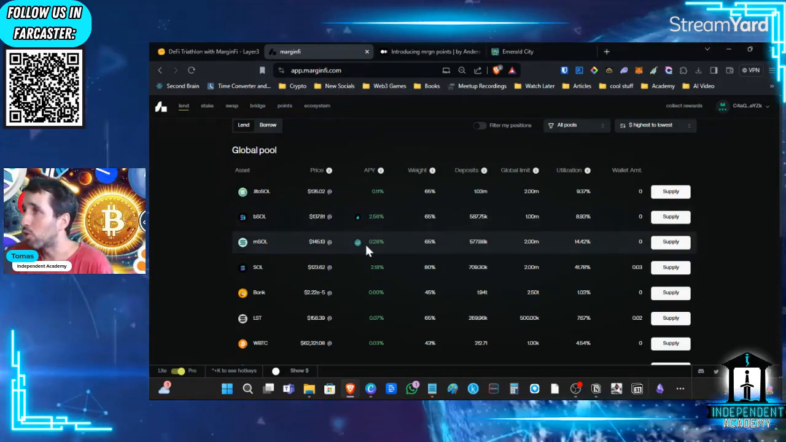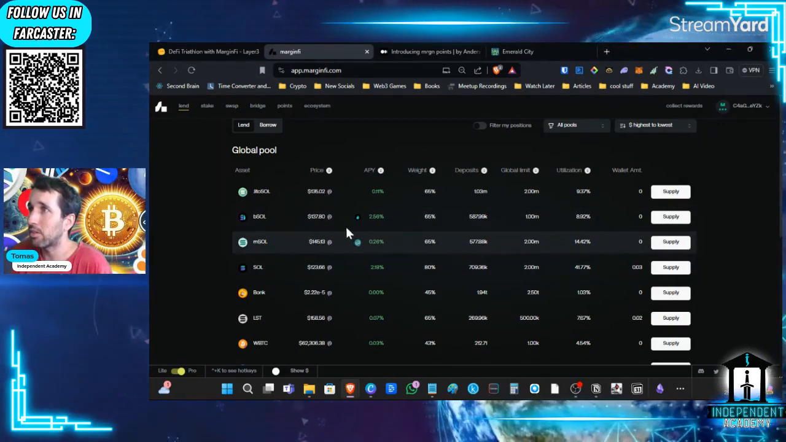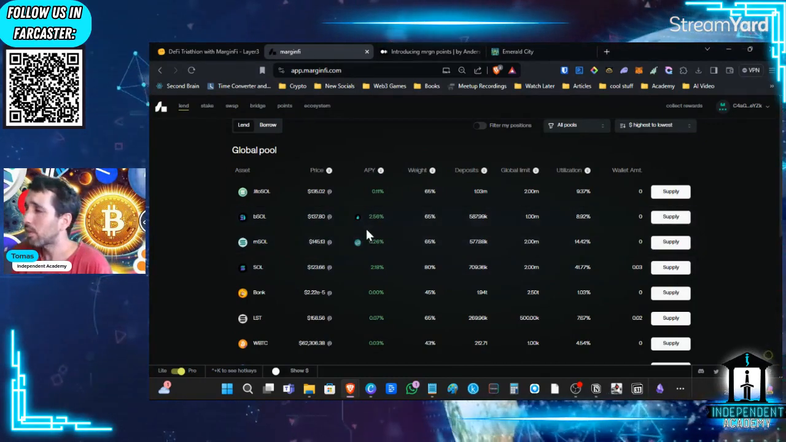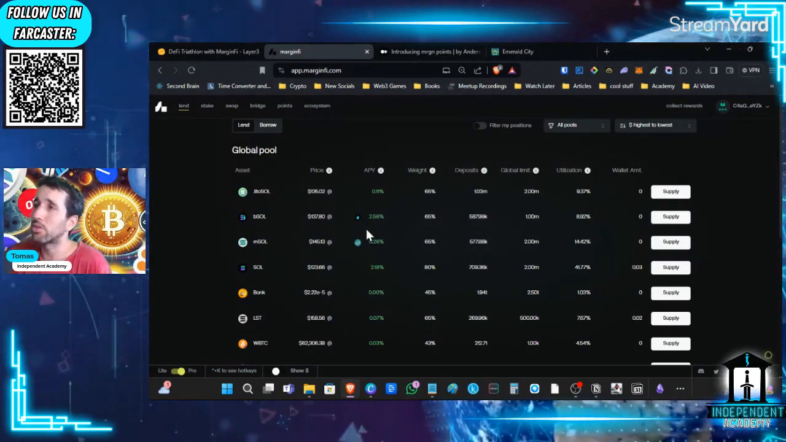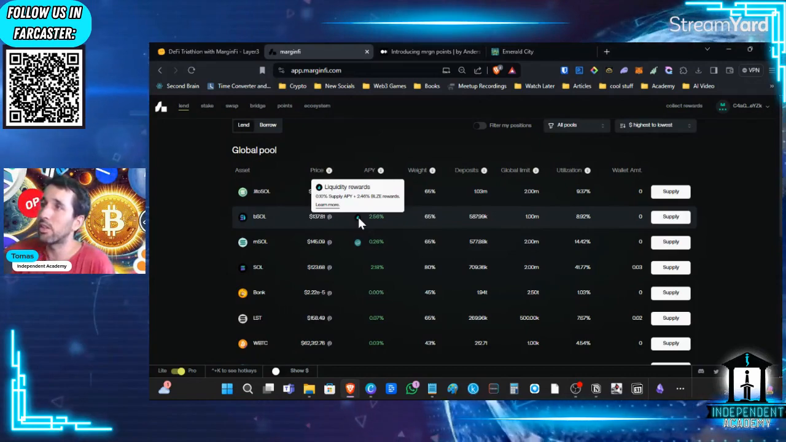One thing to notice is that you see these little logos that appear here, like this one, and this one. And they appear there because these are being subsidized. At the moment, this token is the Blaze token.